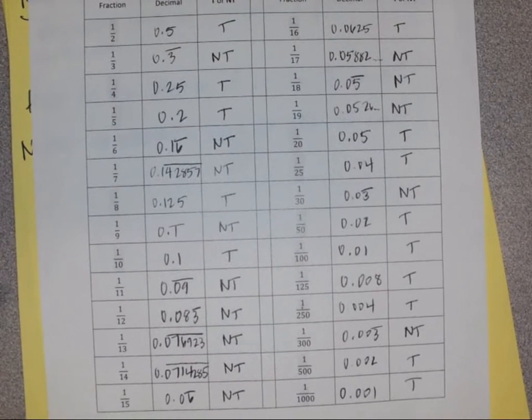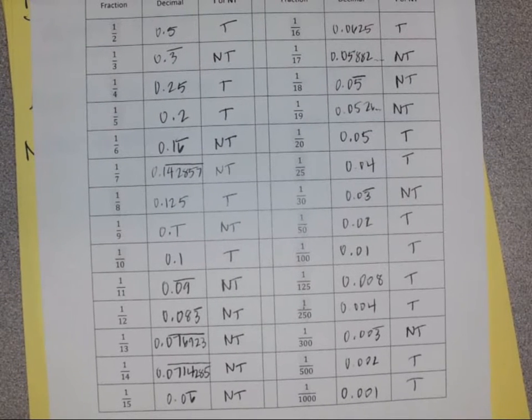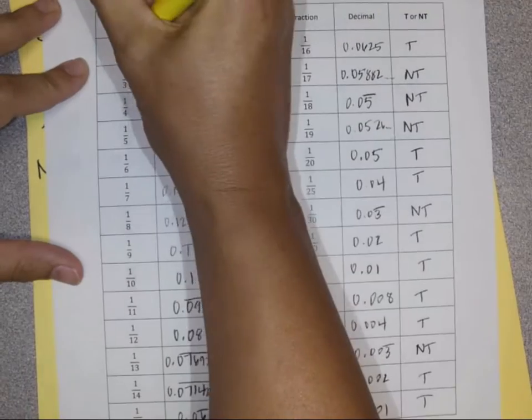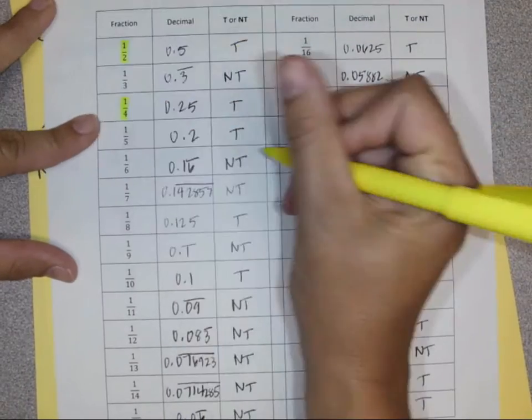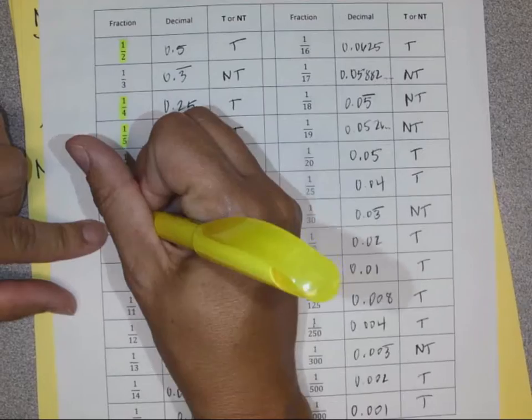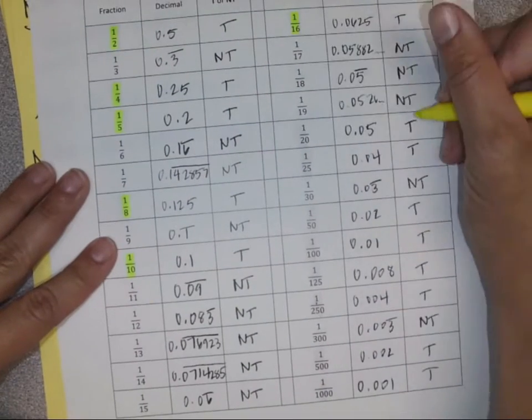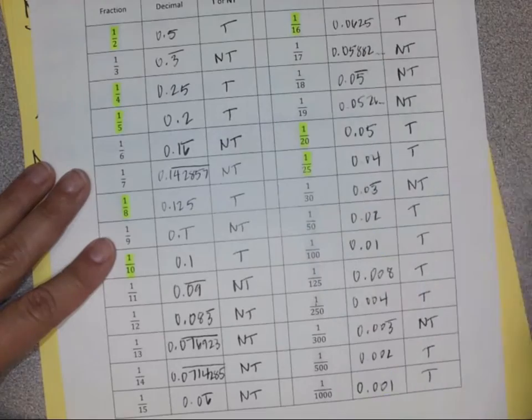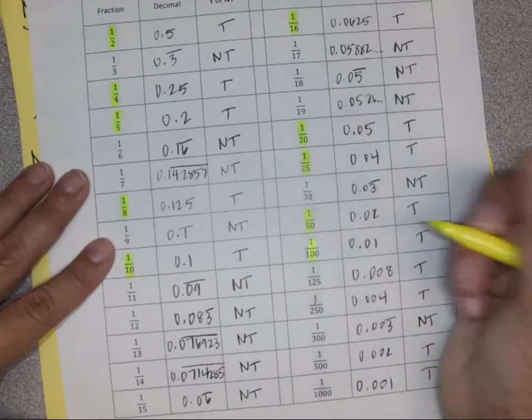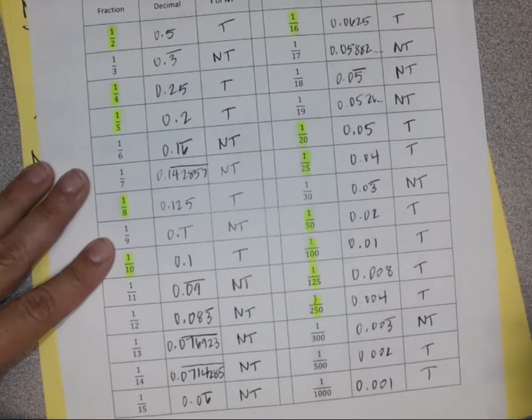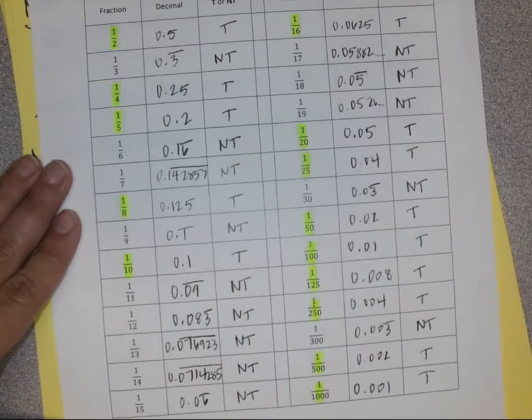Okay, so the question is, what makes a fraction a terminating or a non-terminating decimal? What I'm going to do is go through and highlight all the terminating ones. So this is terminating, terminating, terminating. Terminating, terminating, terminating. Here, here, here, here, here.